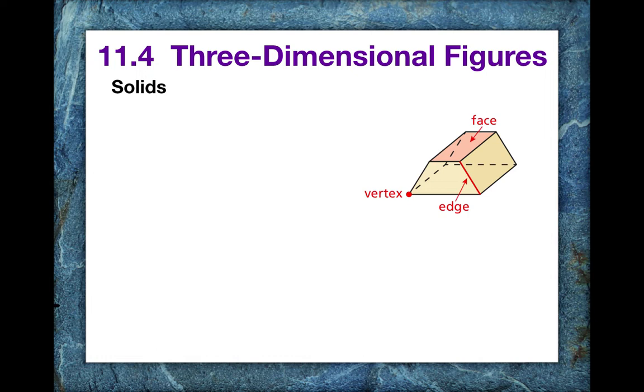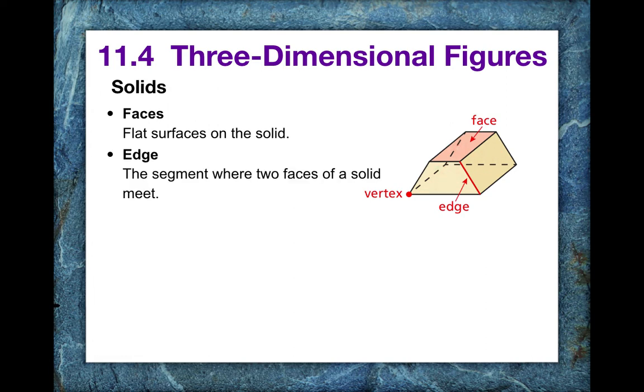So we have three-dimensional figures, which are typically called solids, and solids have what is called faces. So a face is like one of these sides here. It has an edge, and the edge connects two faces together. And it also has a vertex, and that's where the edges meet.